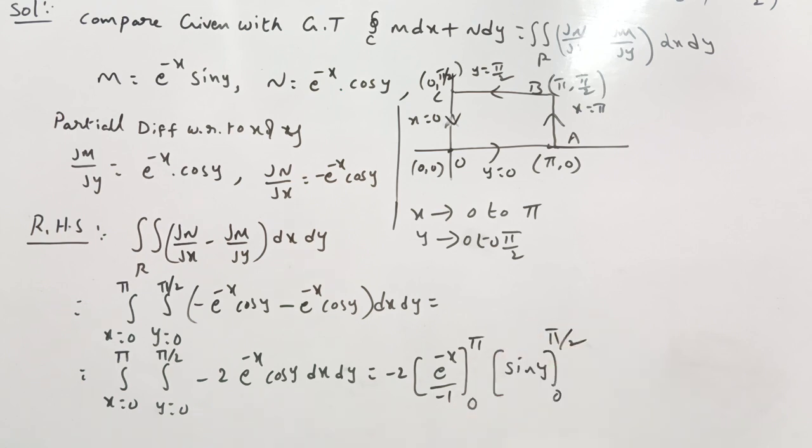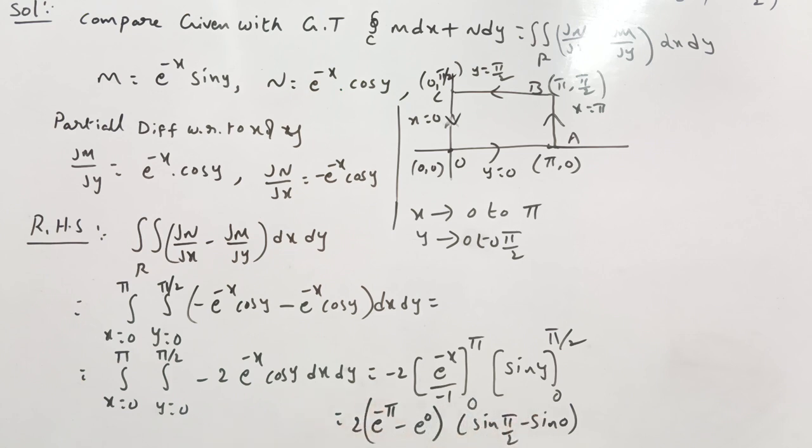So cos y limits is what? It gives sin y from 0 to pi by 2. Now substitute the upper limit here. So minus into minus plus. If I substitute the upper limit, I get e power minus pi minus e power 0. And here, sine 90 minus sine 0. Sine 90 is 1, sine 0 is 0.